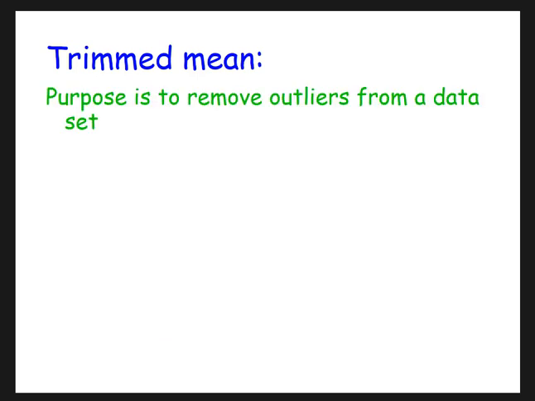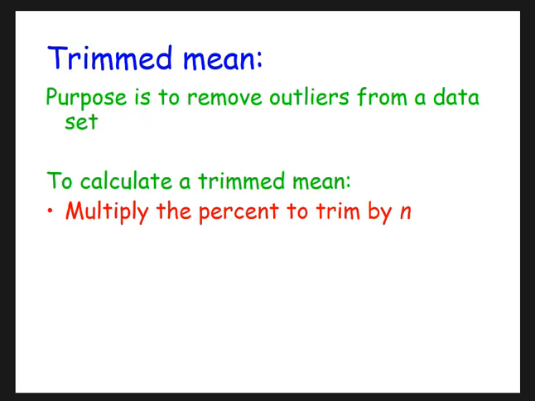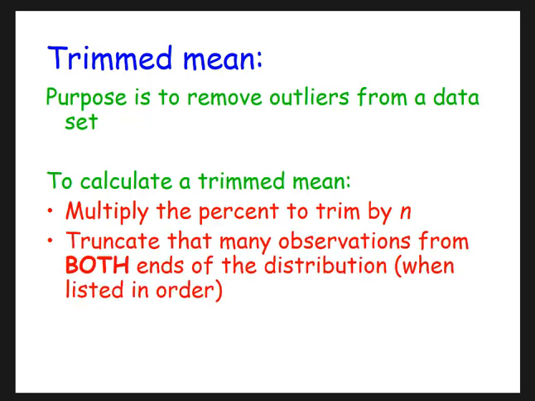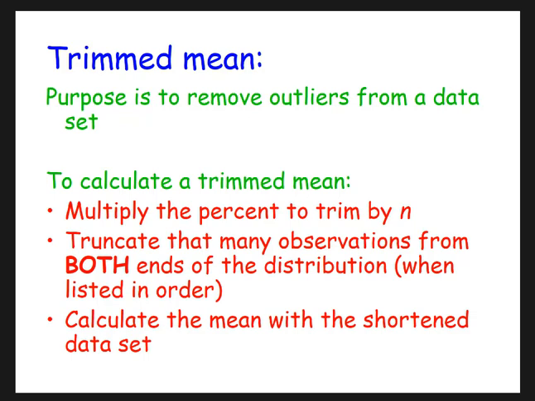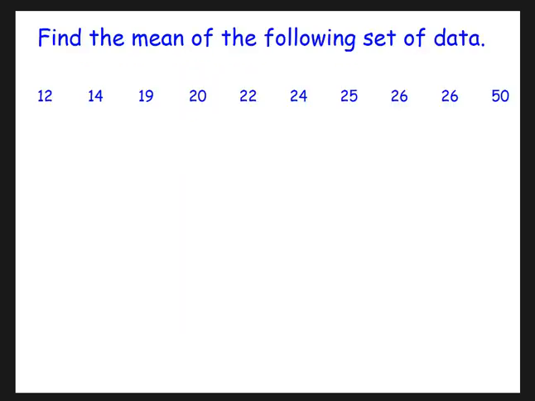A trimmed mean is to remove outliers or unusual values from the data. To calculate a trimmed mean, we first have to figure out which values to take off. So we multiply the percent to trim by n. So truncate that many observations from both ends of the distribution when they're listed in order from smallest to largest. Then calculate the mean with the smaller data set, the points that are left after we've trimmed it.